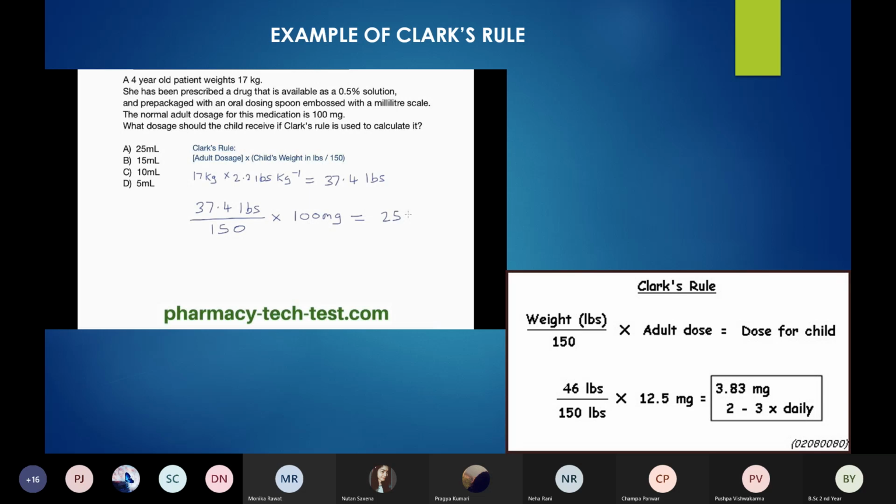I'll send this PowerPoint in the group so that you can see the formulas. And by using the formula, especially if you're calculating using Clark's rule, remember to convert kg into pounds.